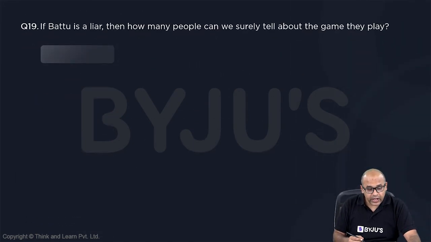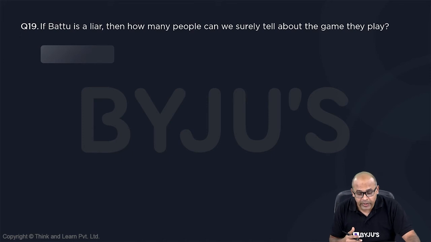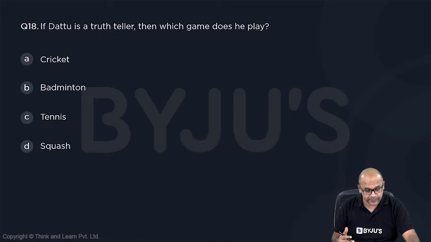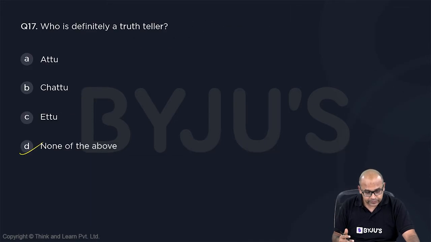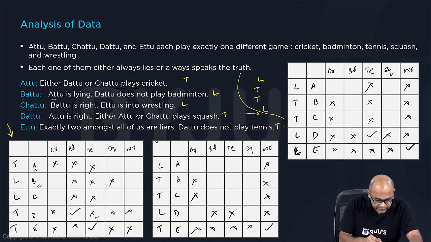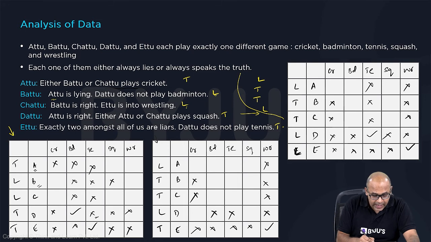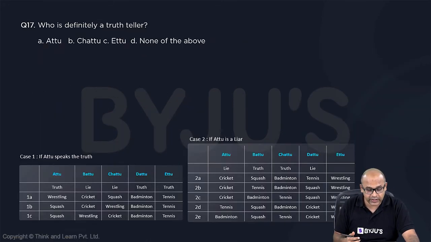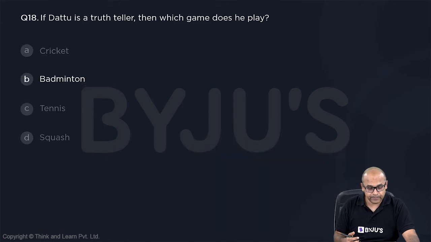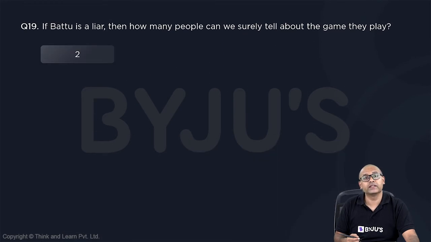The next question, if B is a liar, then how many people can we surely tell about the game they play? So let's take the case where B is a liar. So if you go back to the table here, we are looking at the case where B is a liar. B is a liar is only in this case once again. Now, if you know B is a liar, confirmedly games are mapped to two people, D and E. So only two people's games are known in the first case. That is your answer. Straight away, the answer will become 2.